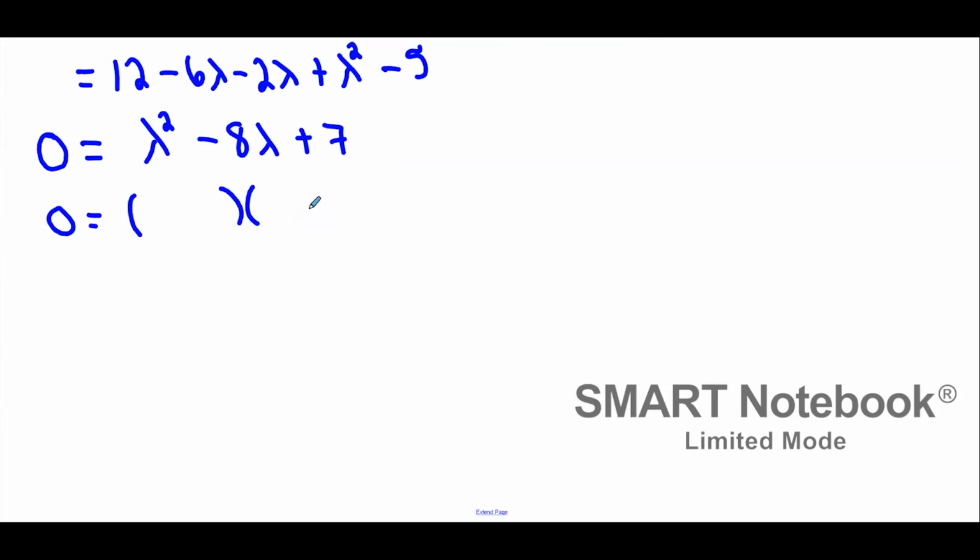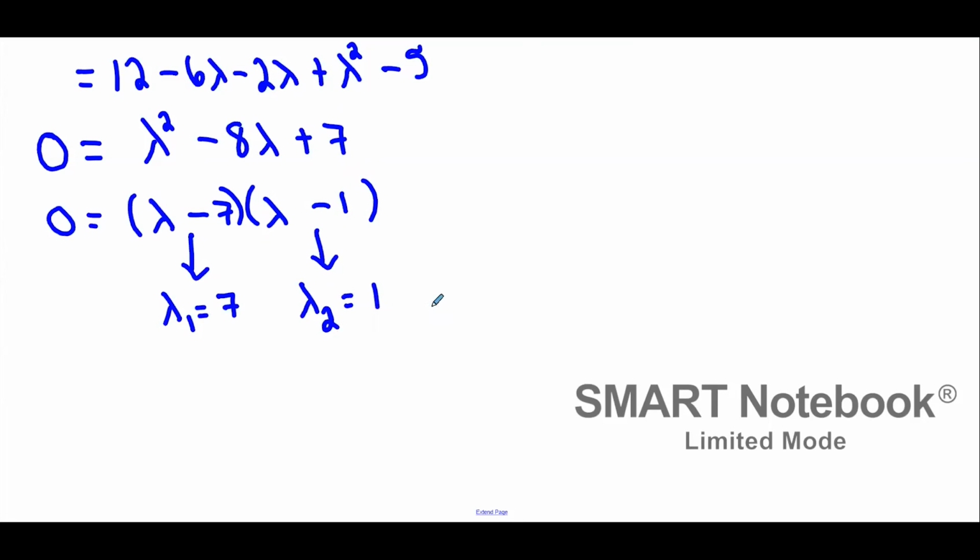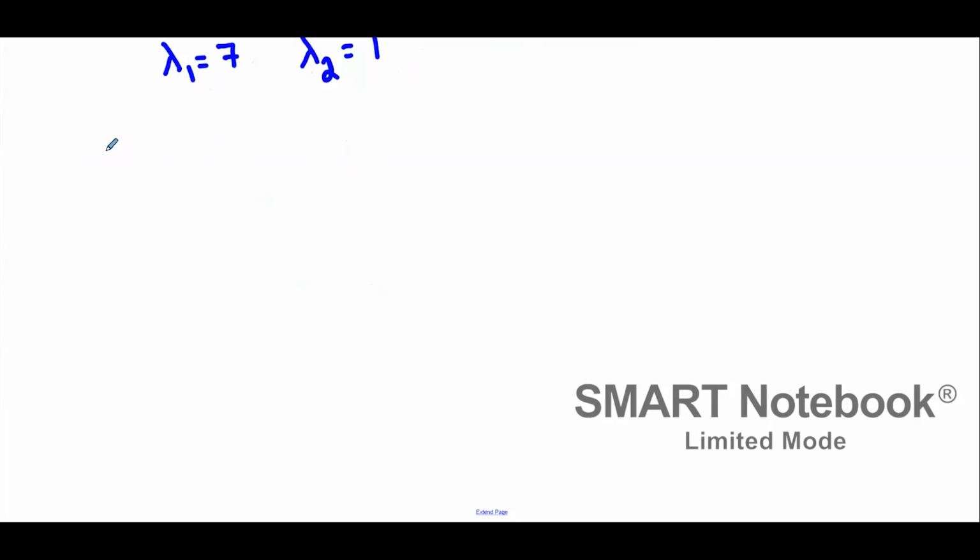I think this will factor. So these have to be lambdas. Looks like negative 7, negative 1. That's going to multiply to be plus 7 and add to be negative 8. And this is going to give me the first eigenvalue, which is positive 7. This is going to give me the second eigenvalue, which is positive 1. So those are my eigenvalues. So now I need to find the eigenvectors.